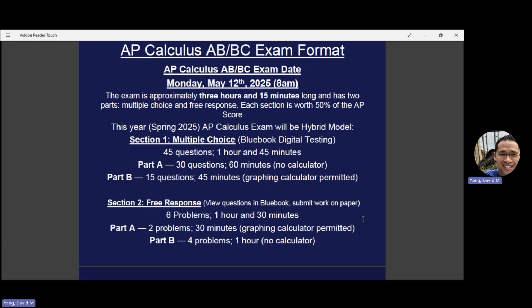The AP exam format this year will be a little different, not in terms of the content, but in terms of the way the testing will be given. There'll be a multiple choice section and a free response section. For the multiple choice section, students will be taking the test on the Blue Book digital testing app. And for the free response, students will also be viewing their questions in the Blue Book app. But thankfully, students will get to submit their work on paper, just like in previous years.